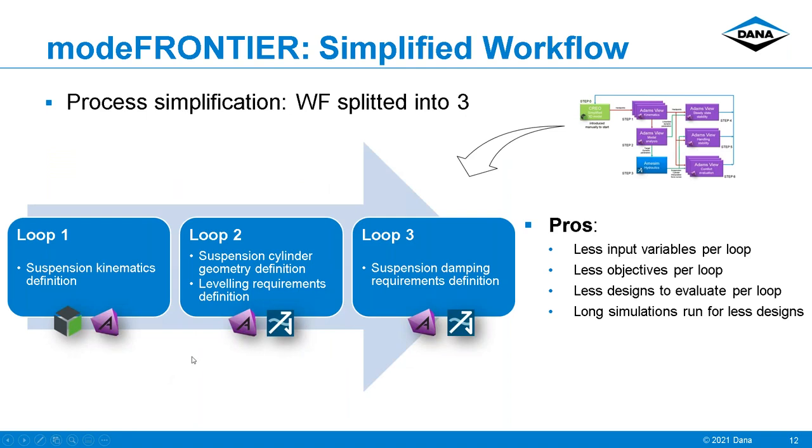So we decided to split the workflow into three loops, each of which is specialized for the optimization of one or more aspects of the system. In particular, the first loop concerned the definition of the suspension kinematics. The second mainly concerned the sizing of the hydraulic system. And the third one concerned the definition of the damping requirements of the system. This subdivision allowed for fewer inputs per loop, fewer objectives per loop, and therefore fewer designs to evaluate per loop.